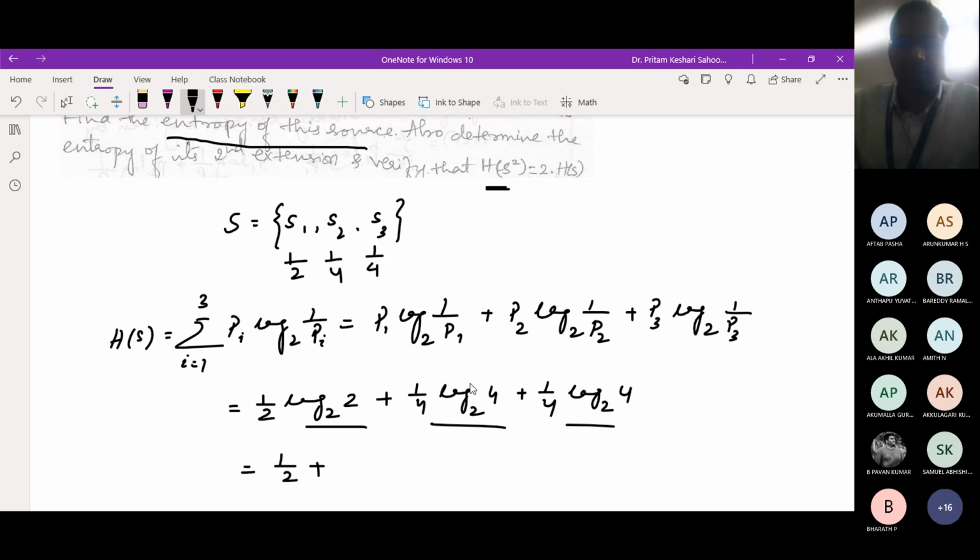You see here, these terms are the same. So you can write 2 into 1 by 4 log base 2 of 4. So 2 into 1 by 4 is 1 by 2 log base 2 of 4. I can write 4 as 2 to the power 2, so the 2 will be multiplied here. So 2 by 2 will be 1, log base 2 of 2 is 1. So 1 by 2 plus 1 will become 1.5 bits per symbol.